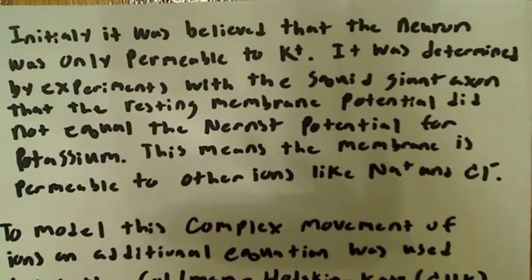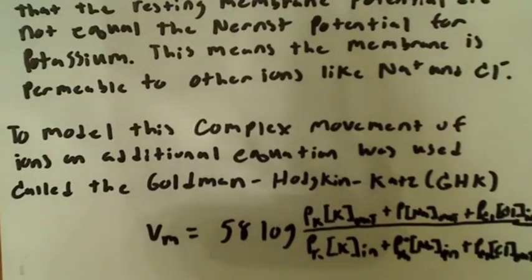So there's several other ions, obviously, but again, the important ones were sodium and chloride. So there's other ions that this axon or these neurons are permeable to, or the membrane is permeable to. So to model the complex movement of ions, an additional equation was used called the Goldman-Hodgkin-Katz, or GHK equation.